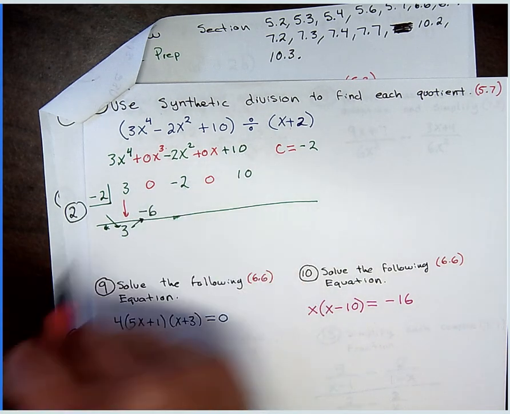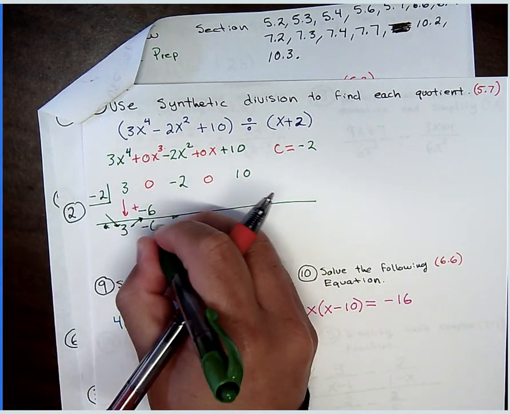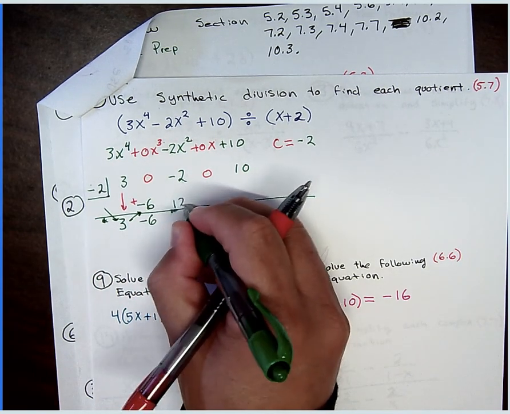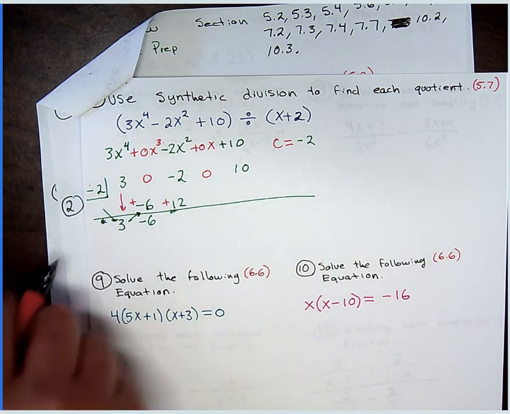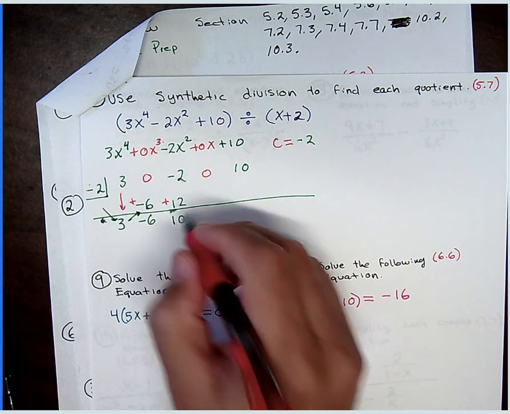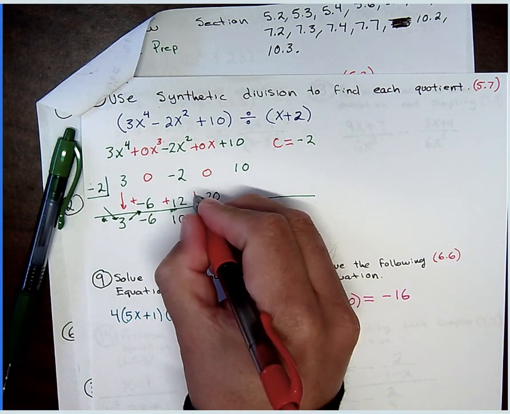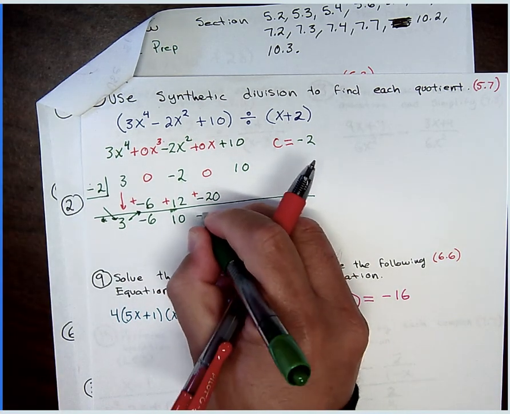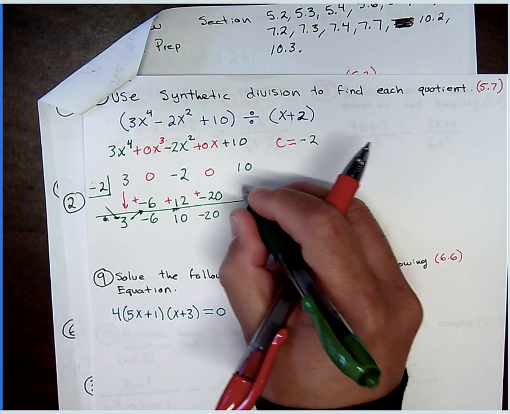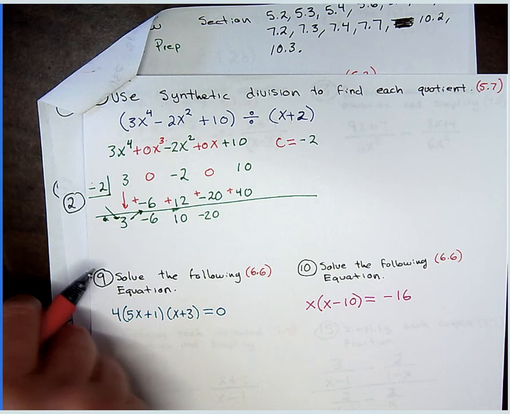And then vertically we're going to add. So 0 plus negative 6 gives you negative 6. Now we do the same pattern. Negative 2 times negative 6 gives you positive 12. And then you add, and that gives you positive 10. And then negative 2 times 10 gives you negative 20. And then you add again, so that gives you negative 20. And then negative 2 times negative 20 gives you positive 40. And then you add. That gives you 50.